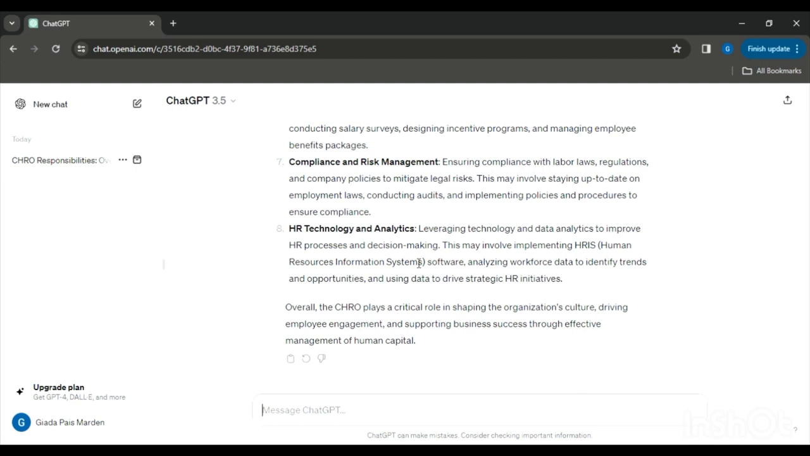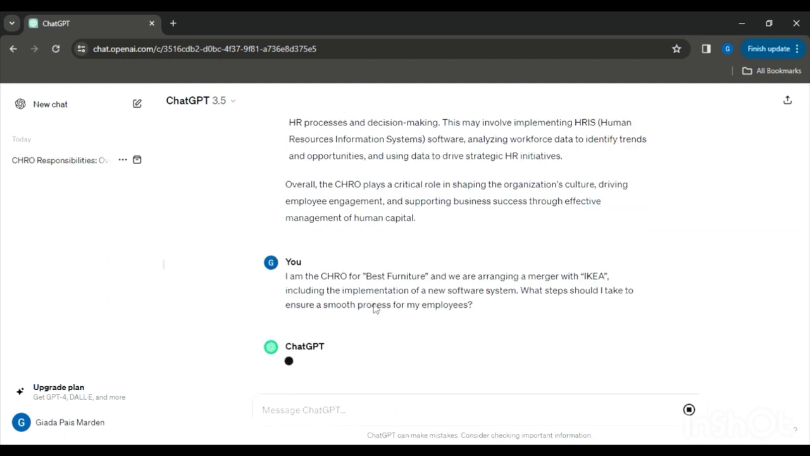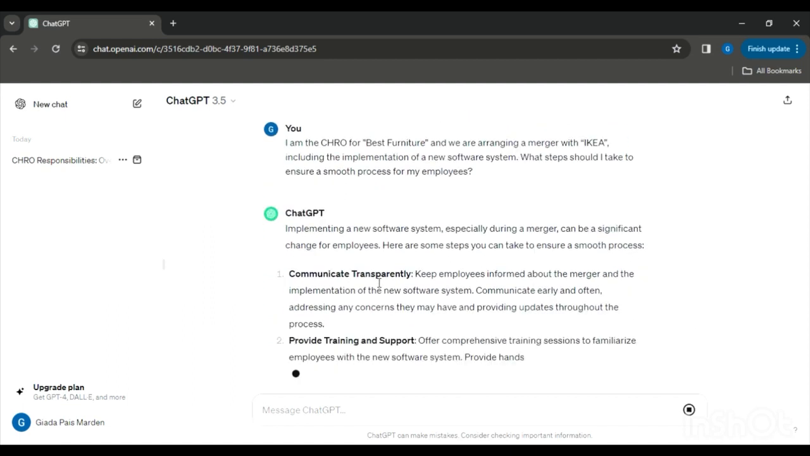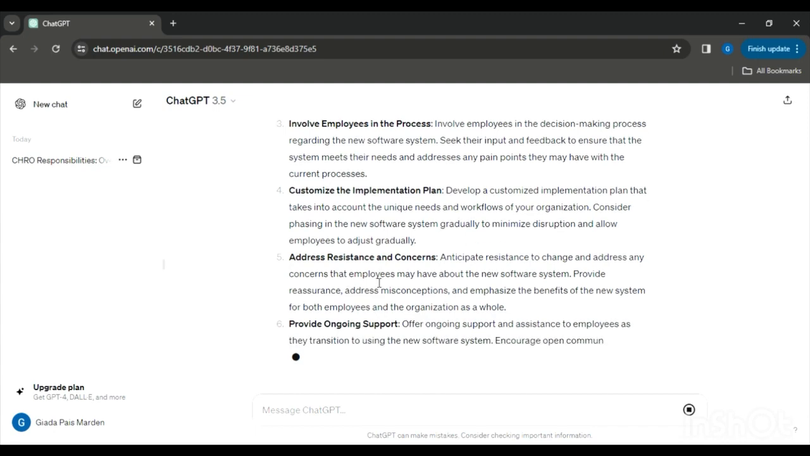So let's imagine that you actually became a CHRO and have a very big task to complete, like the one I'm about to point out. So, for example, I am the CHRO for Best Furniture and we are arranging a merger with IKEA, including the implementation of a new software system. What steps should I take to ensure a smooth process for my employees? And again, it will give you an answer right away.